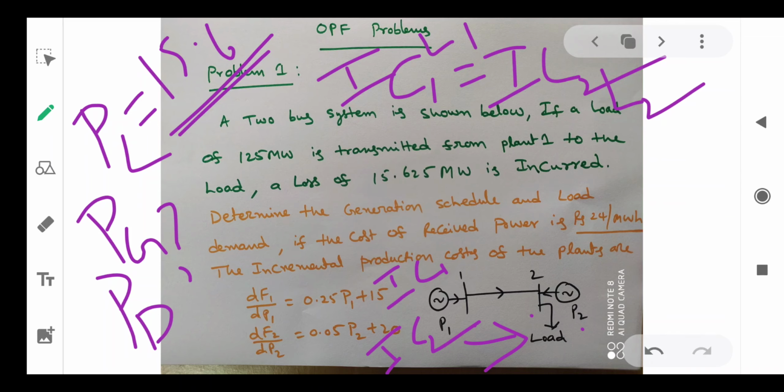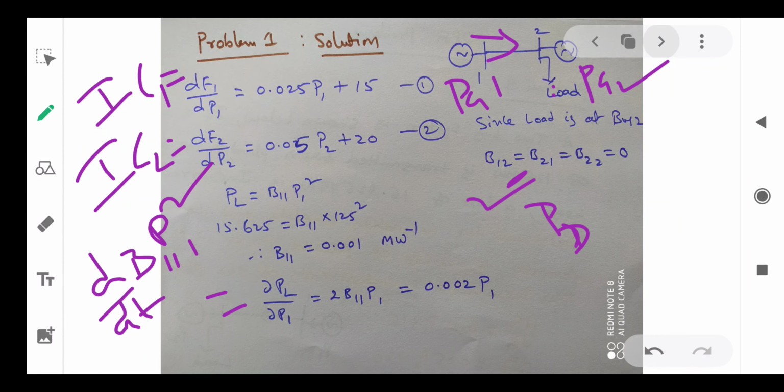PL is given for a particular power transmission, that is P1 is the power generated at plant 1 and transmitted to the plant 2 to the load. So that is 125, and loss is given 15.625, from which you can obtain B11. Other B coefficients are 0 since load is located at plant 2. And you need to find out PG and PD, for which the solution is, here let us obtain B coefficients.